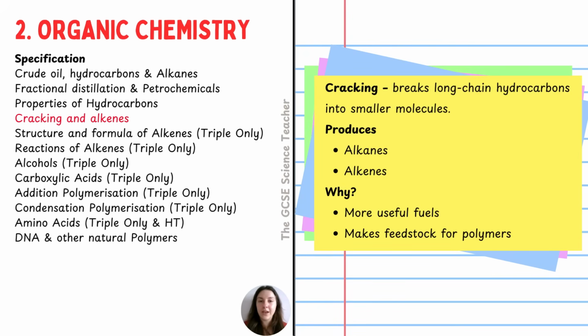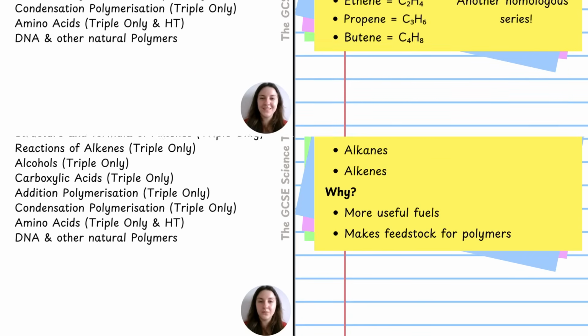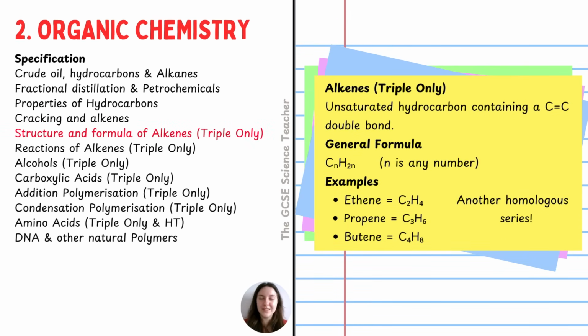And as a result of cracking, we have a long chain hydrocarbon, and it produces two sections. We have the alkane that's shorter in length, but we also form an alkene as well. And this also is useful for making feedstock for polymers. Triple only topic, feel free to skip ahead if this is not needed for you in your exam.